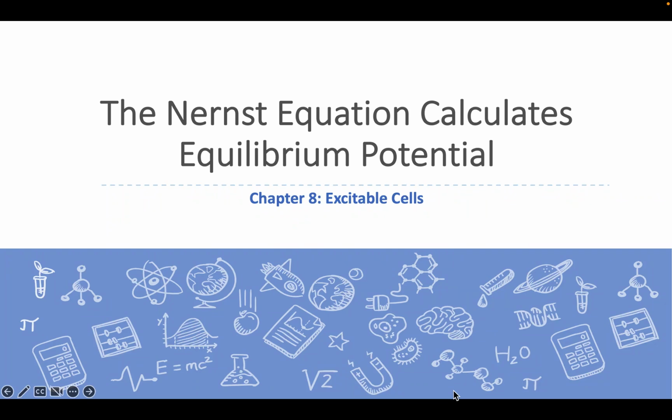All right, welcome back. This is going to be part 4 in our excitable cells lecture. And so here we're going to discuss something known as the Nernst equilibrium potential, or the Nernst equation. What this is saying is that the equilibrium potential, and we'll discuss what an equilibrium potential is in a second, but the equilibrium potential for a particular ion, so sodium or potassium, is going to have an influence on the membrane potential.